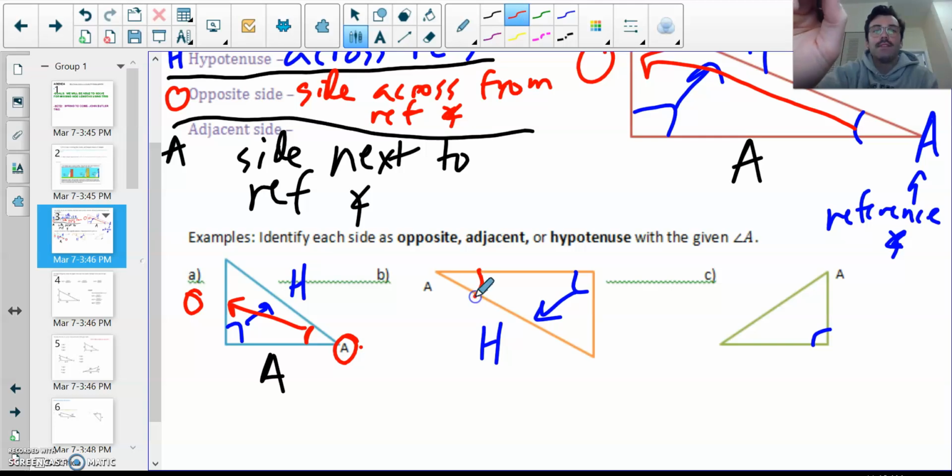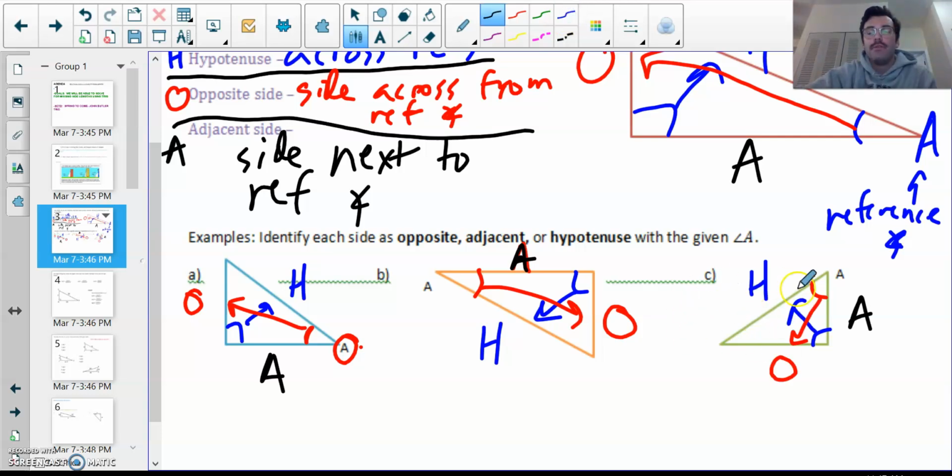A is again my reference angle. Now the reference angle can change. It's not always going to be labeled A either. The side straight across from it is my opposite, and the third one is the adjacent side. That's my adjacent. Try the last one on your own.